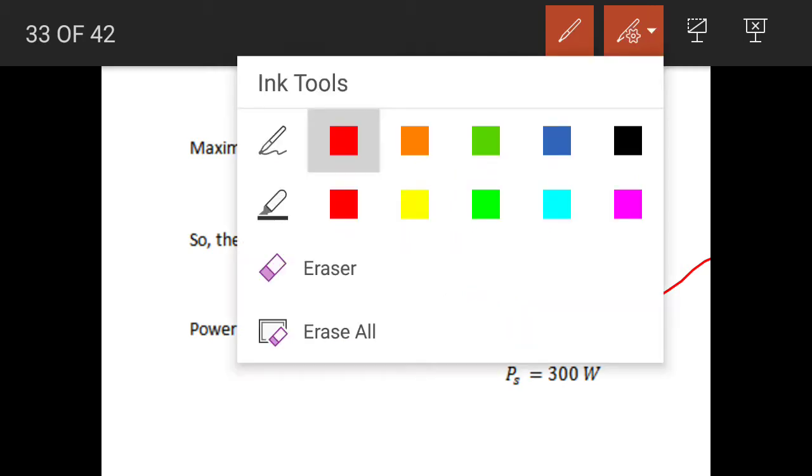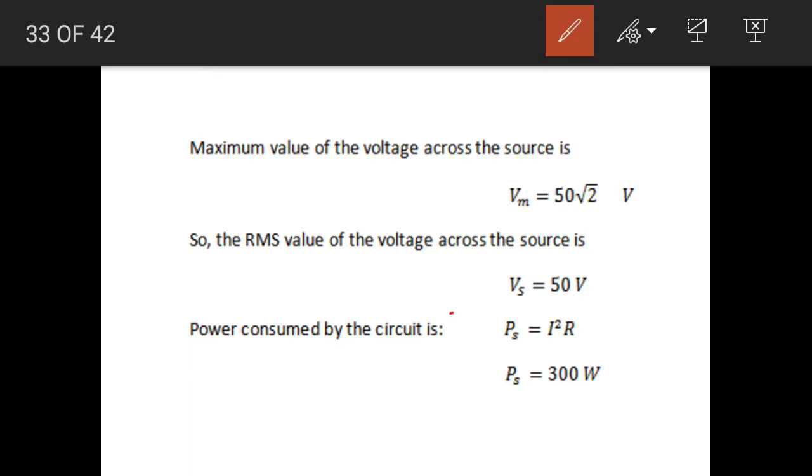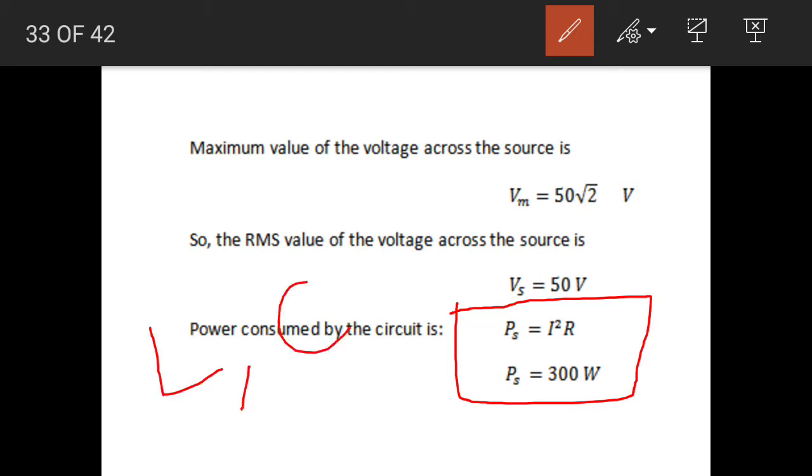The power consumed by the entire circuit will be equal to I square R. In other words, the power supplied by the source to the entire circuit will be equal to I square R. Why? Because the inductor does not consume any power, the capacitor does not consume any power. The average value of the power consumed by the inductor is 0. The average value of the power consumed by the capacitor is 0. So only the resistor will consume power, which is 300 watt.